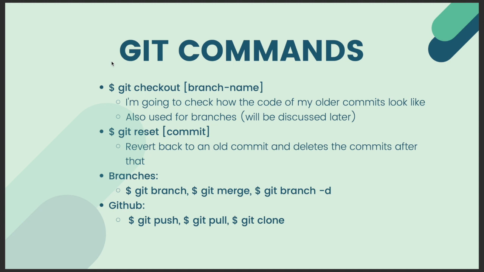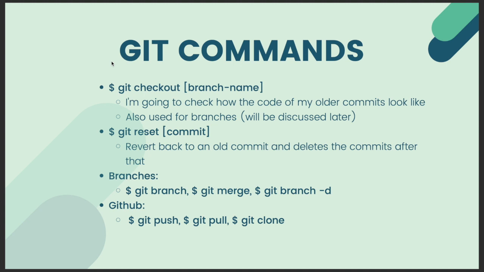Git reset, that's for reverting back. Except the difference between reset and checkout is that reset deletes all the commits after that commit. So for example, I'm at the fourth commit, then I reset to the second commit. So the third commit and fourth commit will be deleted basically. But in checkout, you're just checking it out. The third and fourth commit won't be deleted.